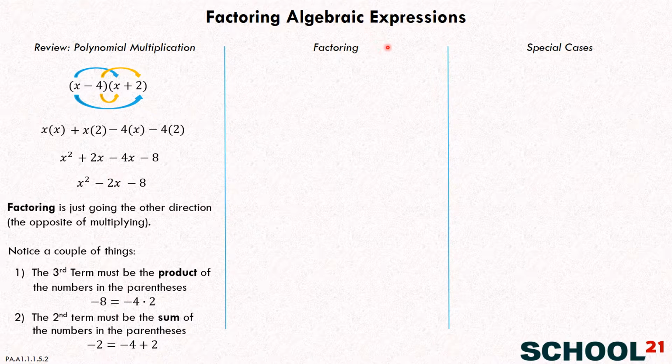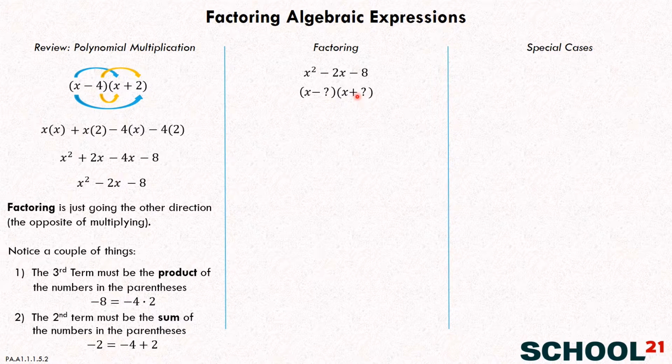So let's go ahead and try an example over here by factoring. So here we have x squared minus 2x minus 8. This should look a little similar to something over here. So we're really just going the opposite direction with an example we just did. But how would we figure that out? Let's go through some steps here.